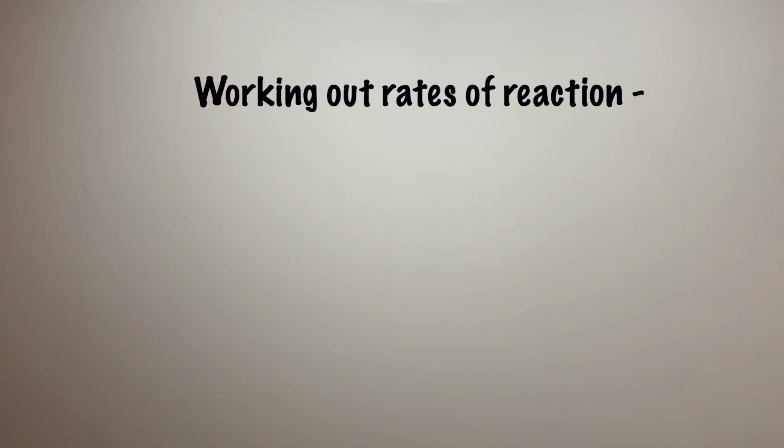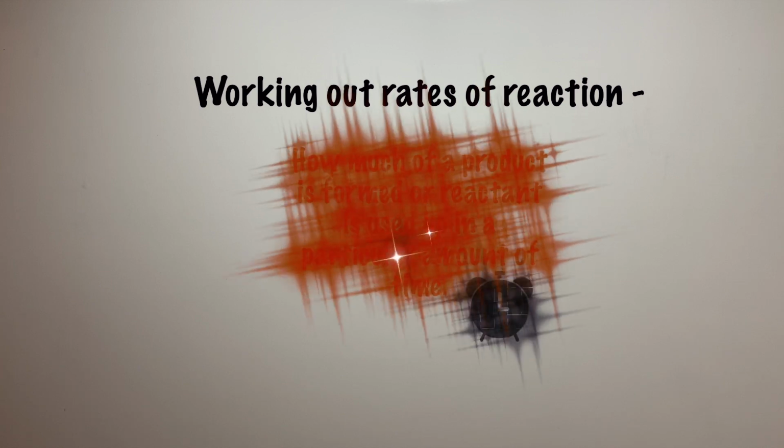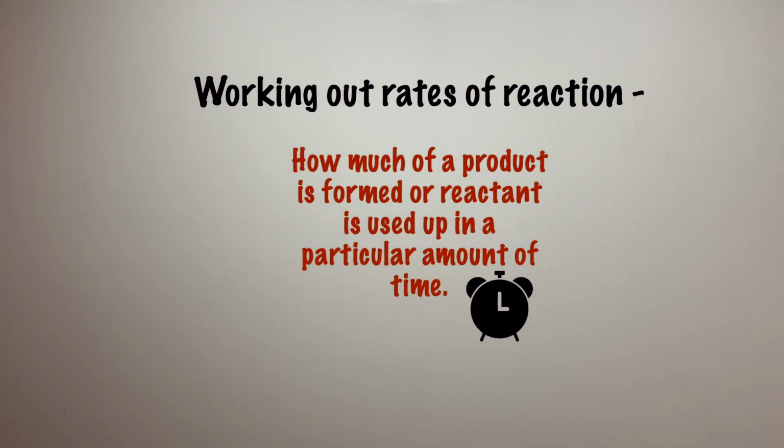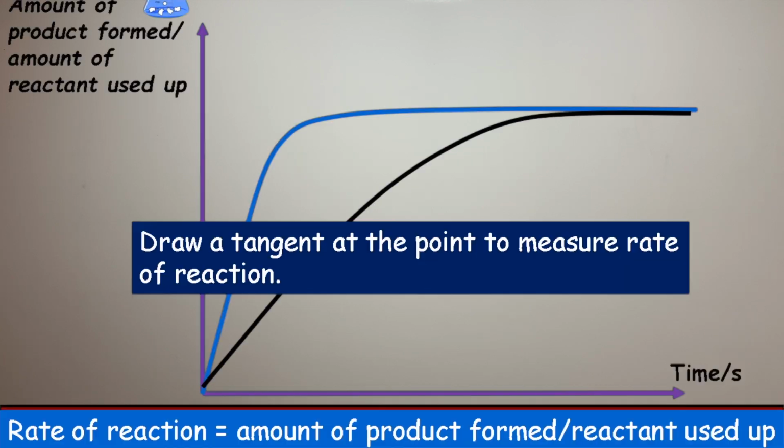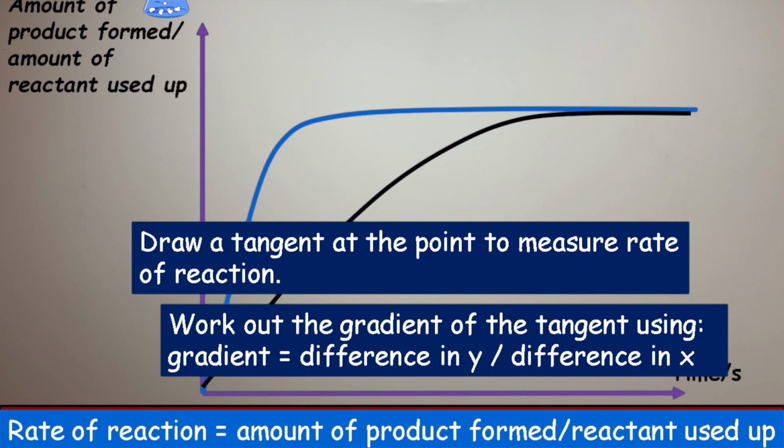Now, to work out the rate of reaction, we would have to work out the amount of product that's formed in a particular time taken. And the way we would do that is, depending on the graph that we are looking at, we would first draw a tangent to the curve.